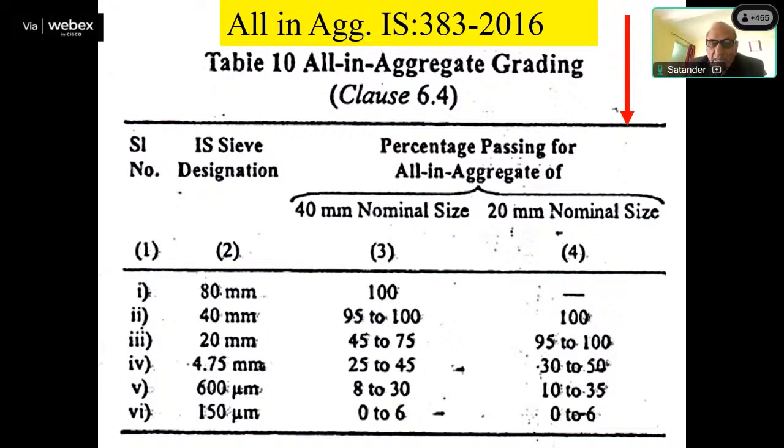Nominal is 40. And please remember the sand portion must be around 50% of the coarse aggregate everywhere. If sand is very good quality, you can take 50 or 55 also. If sand is medium quality or poor quality, you can take 30% sand and then 70% coarse aggregate. This value you can change also during the design. So these are the grading related points.